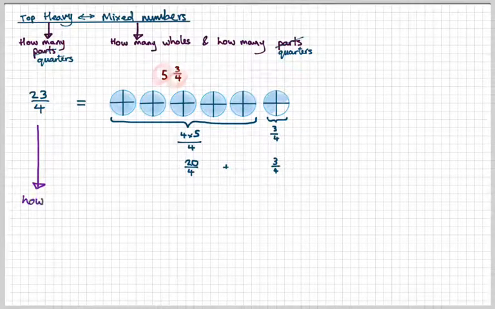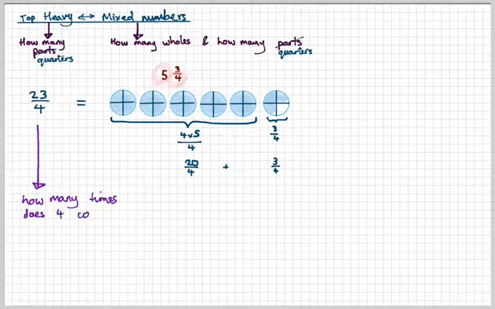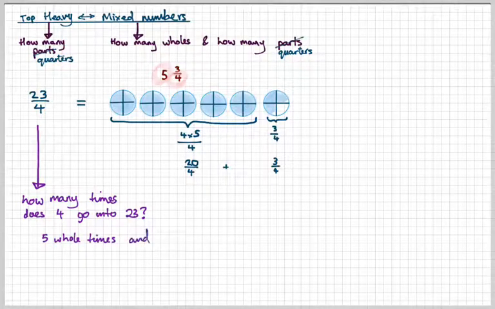Okay, so if we were going to go back the other way, so if we were going to find out what 23 quarters was as a mixed number, we would look at 23 quarters and ask, how many times does 4 go into 23? Well, it goes 5 whole times and 3 left over. So it would be 5 with 3 quarters left over.